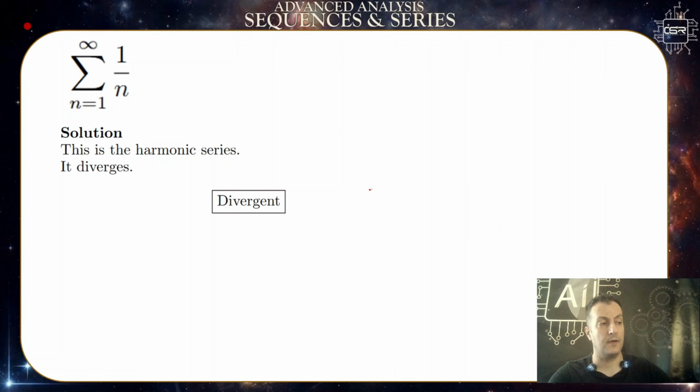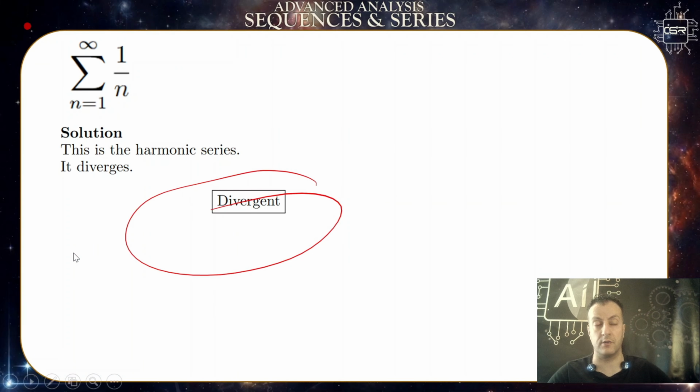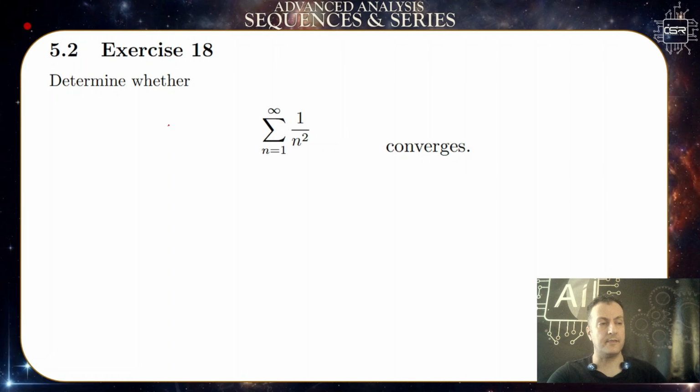And by the way, it is the harmonic series, so it is divergent. Also, of course, based on what we presented before, with p, the power of n, being equal to 1 instead of being greater than 1, which is the criterion or the condition for it to converge. 18, determine whether the sum of 1 over n squared converges. Of course, from n equal 1 to infinity.